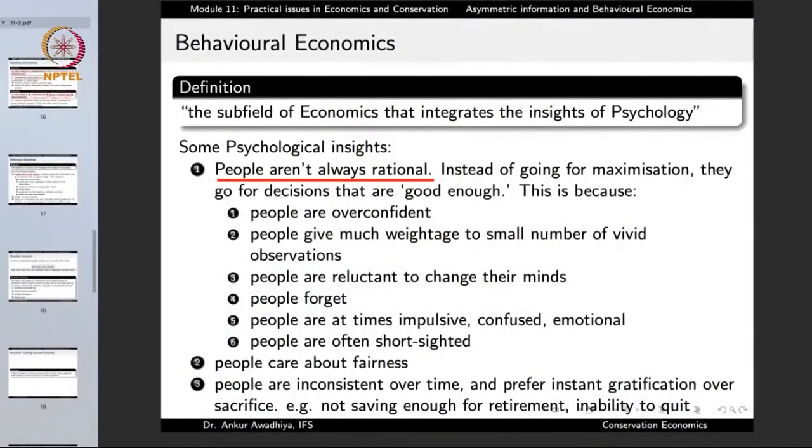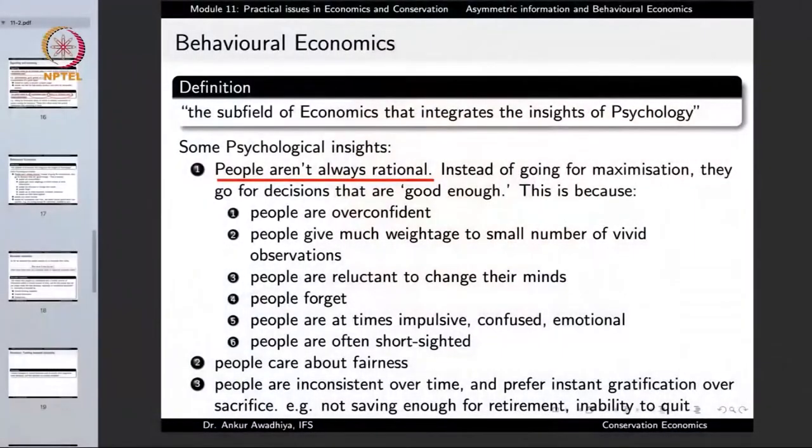The reasons: people are overconfident. People do not want to go through lots of computations to come up with the maximum, but they would say, okay, this is the amount that is good enough, or just do this and you will get a good result. Because there are people who are overconfident, they do not want to go into the computations because of their confidence.